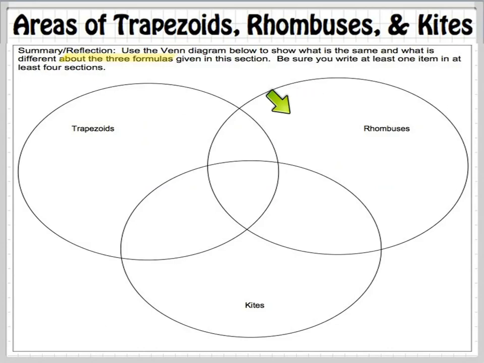Now, I know you guys have done Venn diagrams before. If you put something right here in this space, that is especially unique to the trapezoid. If you put it in this space, then the rhombus and the trapezoid have that in common. If you put it in this one, all of them have it in common. Okay.